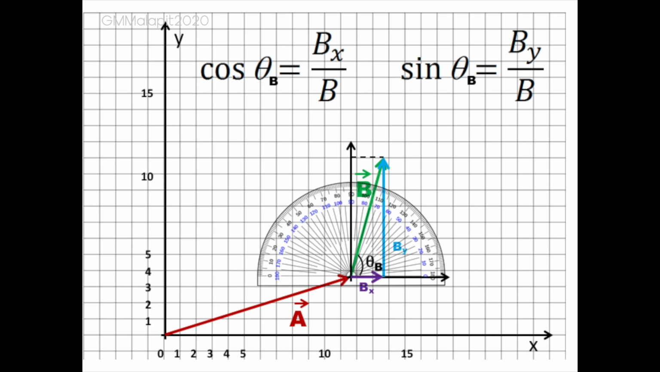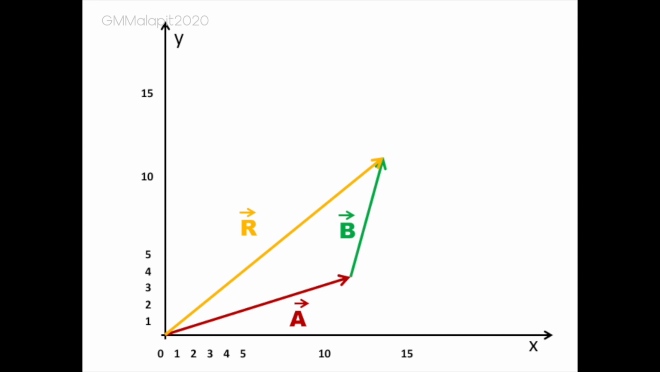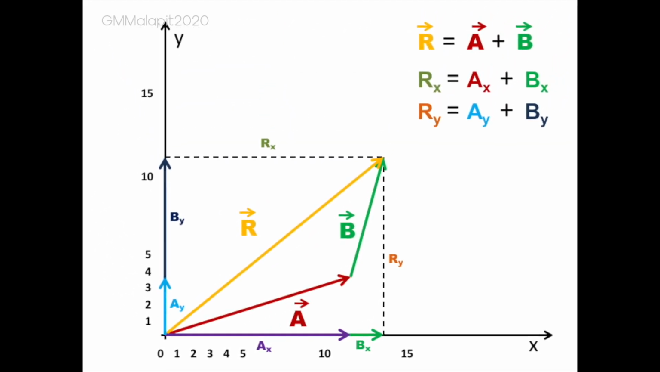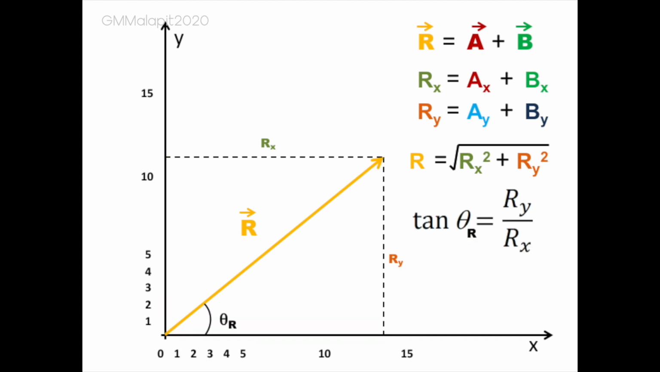If we are to find the sum of vectors A and B, the new vector will be the resultant vector R as shown. Now, to determine the magnitude of vector R, we need to compute first its components, R sub x and R sub y. For R sub x, it is the sum of A sub x and B sub x. And for R sub y, it is the sum of A sub y and B sub y. Applying the Pythagorean theorem to determine the magnitude R gives the square root of the sum of squares of R sub x and R sub y. The direction theta R can be calculated using the equation tangent theta sub R equals R sub y divided by R sub x.